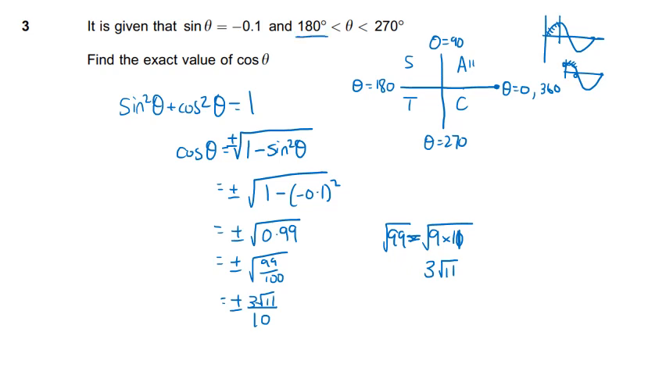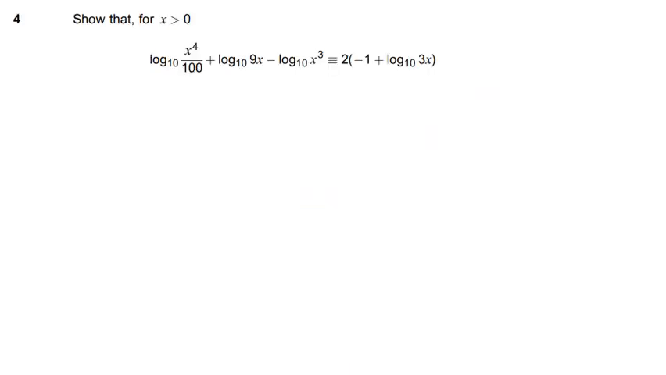Between 180 and 270, that's this region down here, we've got the letter T. What this means is that only the tangent is positive. So cosine, which we're after, will be negative. So the answer is that we take the negative sign: minus 3 root 11 over 10. Question 4.